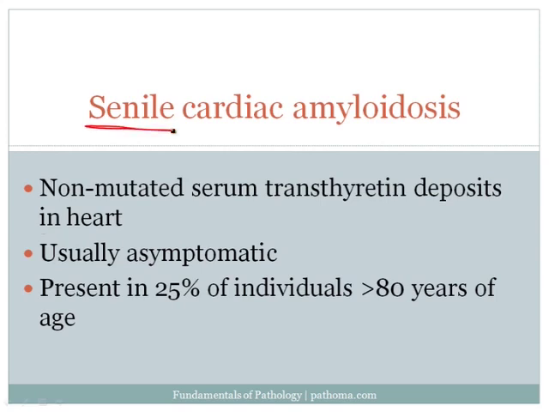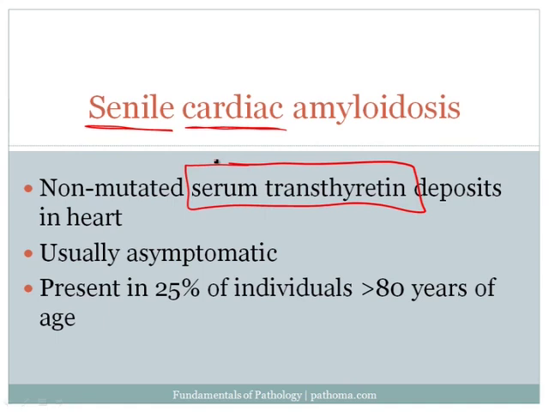Senile, usually seen in the elderly. Cardiac usually involves the heart alone. And of course, amyloidosis means that there's an amyloid depositing there. It is important for examination purposes to know what the amyloid is in this particular circumstance. It is non-mutated serum transthyretin, and you'll see why I'm highlighting the non-mutated part in a moment.